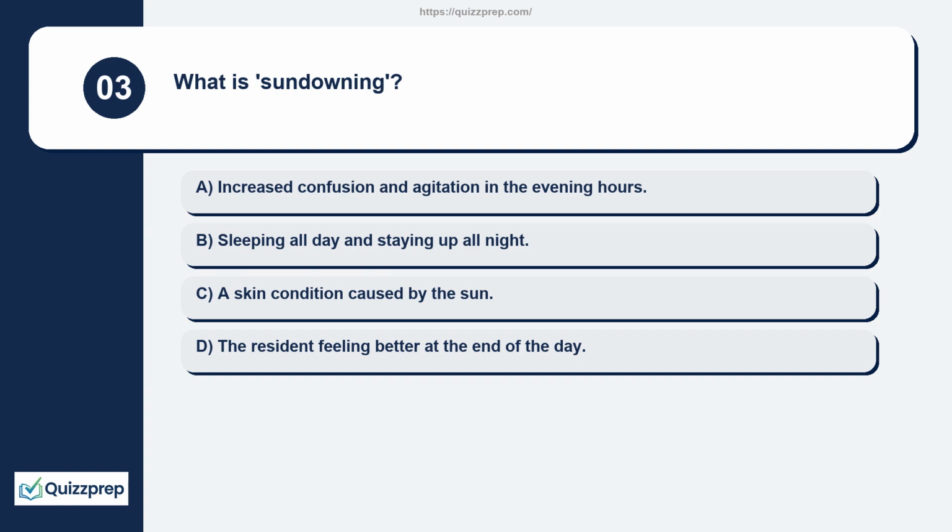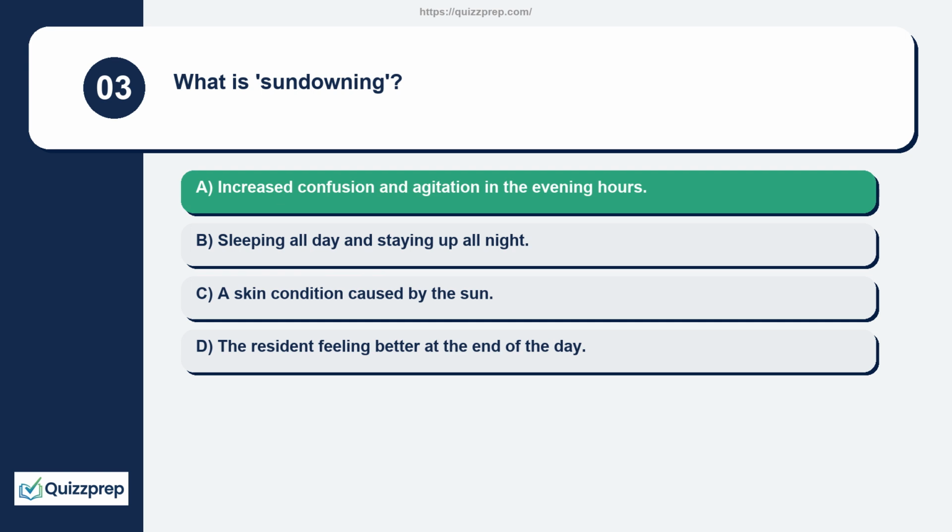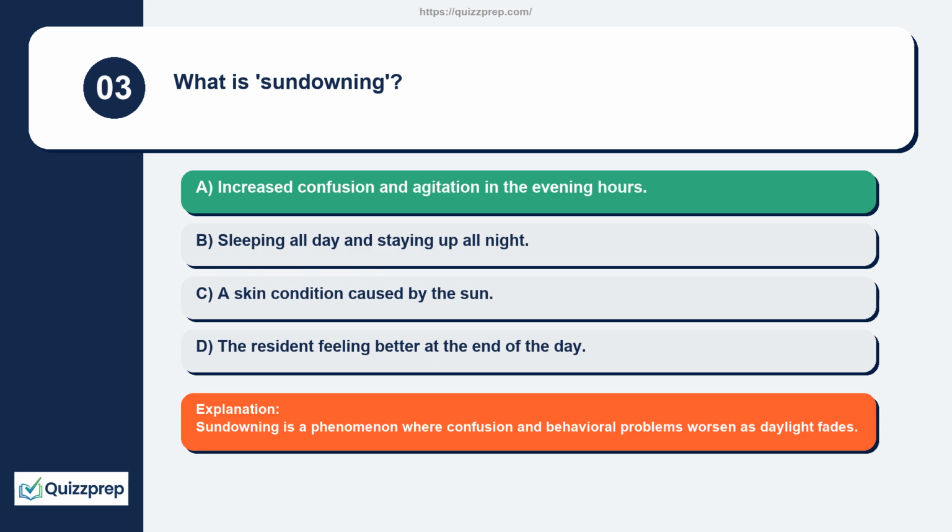Question 3. What is sundowning? Increased confusion and agitation in the evening hours. Sleeping all day and staying up all night. A skin condition caused by the sun. The resident feeling better at the end of the day. Sundowning is a phenomenon where confusion and behavioral problems worsen as daylight fades.